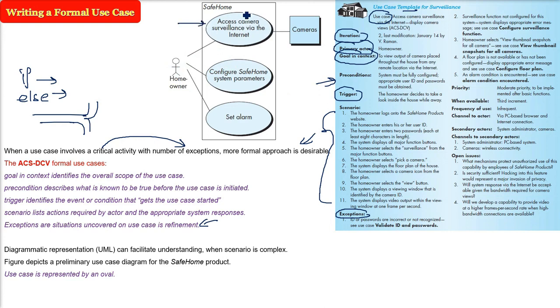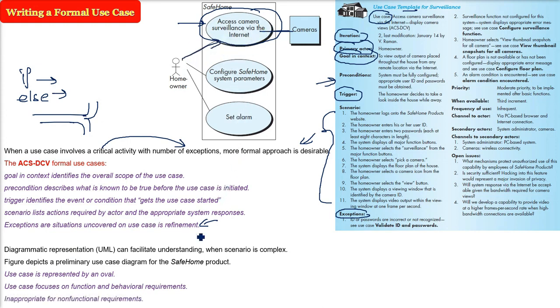actor, and the oval, that is the egg-shaped figure, is the use case: access camera surveillance via the internet. Camera is also interacting, which is the external. Homeowner is external. So the use case is an oval: access camera surveillance via the internet. Use case is focusing on the functionality and what are the software behavior requirements with respect to this use case or user action. Non-functional requirements are not catered here.